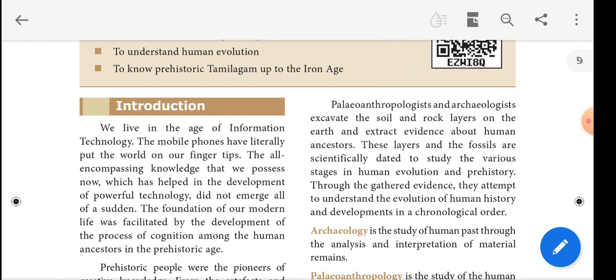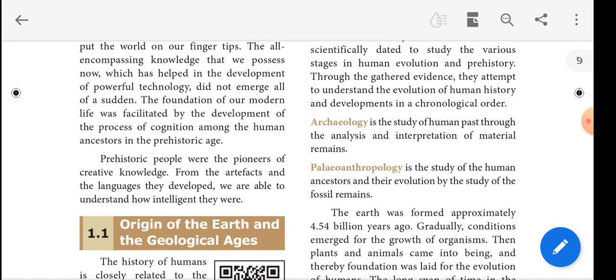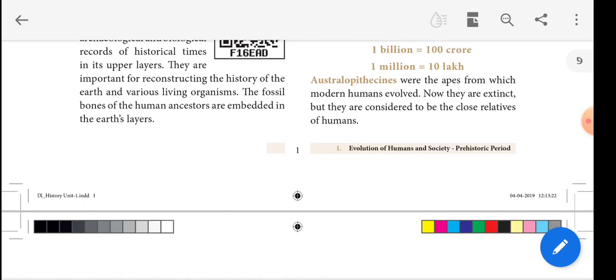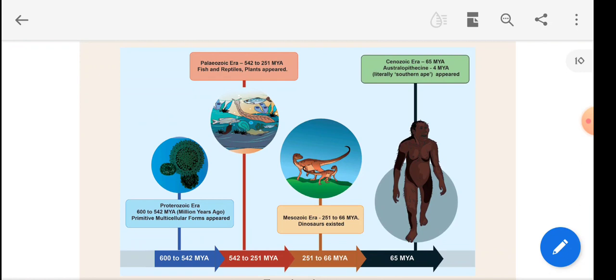In this lesson we discussed the evolution of human beings and the origin of the earth and its geological periods. And also we discussed the four eras. That means the Proterozoic era, Paleozoic era, Mesozoic era, and Cenozoic era. In the final one, the Cenozoic era, the ape became erect, that means standing straight. That means it walked straight. So that is called the evolution of human being.